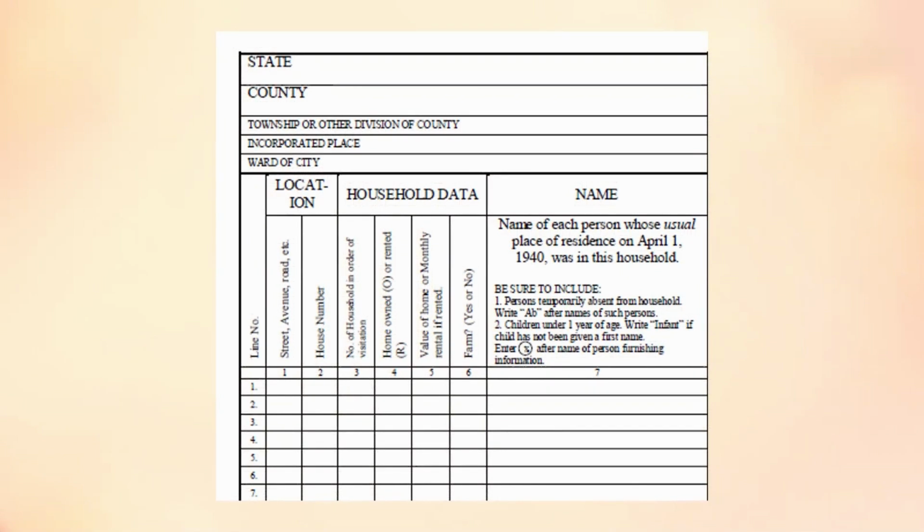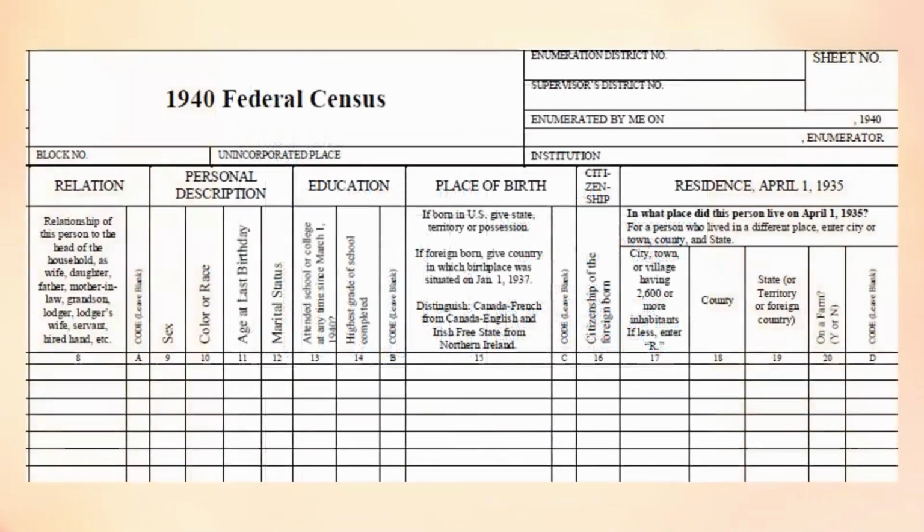Enumerators used an X with a circle around it to indicate who provided the information in the household. In the next portion, you can see a lot of similar information as before, but some new things. First time it asked what the highest grade level was completed, and this is going to be the last time it's asked in the general census.